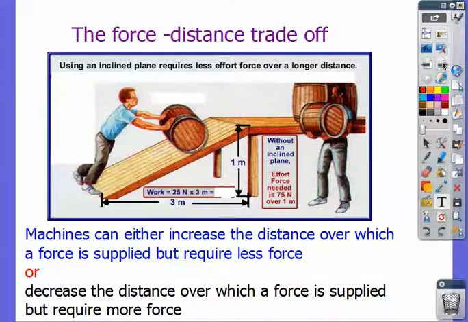So when you use a machine, the machine is always going to take your force and your distance, and it's going to move those two in opposite directions. So if the machine increases force, then it decreases distance. If the machine decreases force, then it increases distance. And we call this the force-distance trade-off, that you're getting more force out of the machine, but you're getting that force over a smaller distance. Or you're getting less force out of the machine, but the machine is supplying that force over a greater distance.